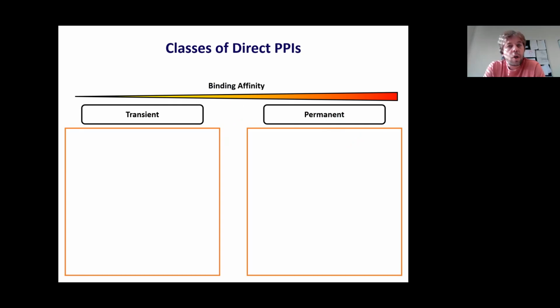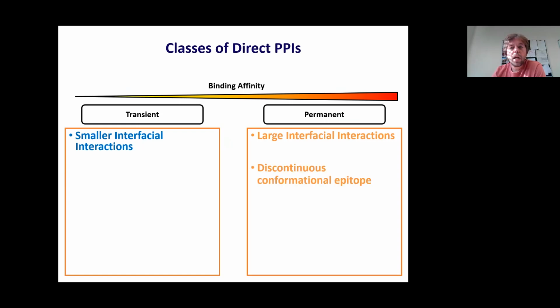So an important consideration is, of course, the classes of direct protein-protein interaction. You get two classes in a general sense, transient and permanent. Transient is slightly weaker and permanent is much stronger. Permanent interactions have large interfacial interactions as opposed to the smaller interfacial interactions of transient interactions. Permanent PPIs are also more associated with discontinuous conformational epitopes. What that means is, if your protein is a fist and your hand is the other protein, it's your fingertips which make the interaction. So it's a series of amino acid interactions which aren't necessarily linear, making this a discontinuous interaction.